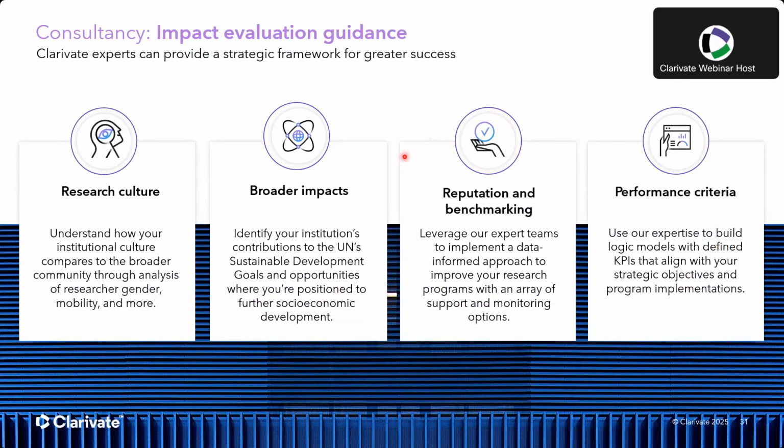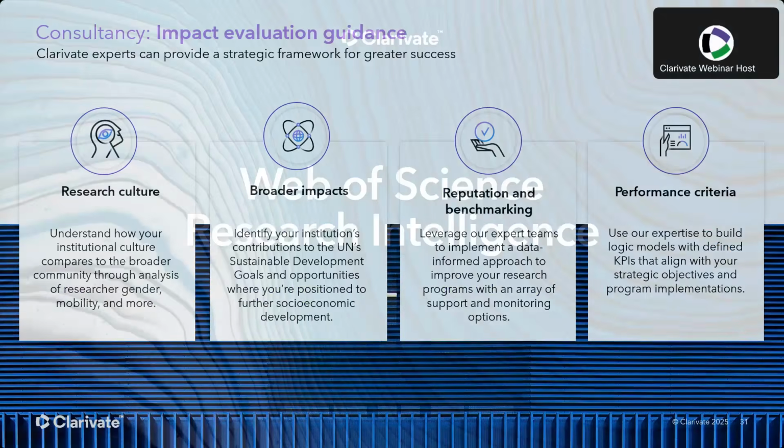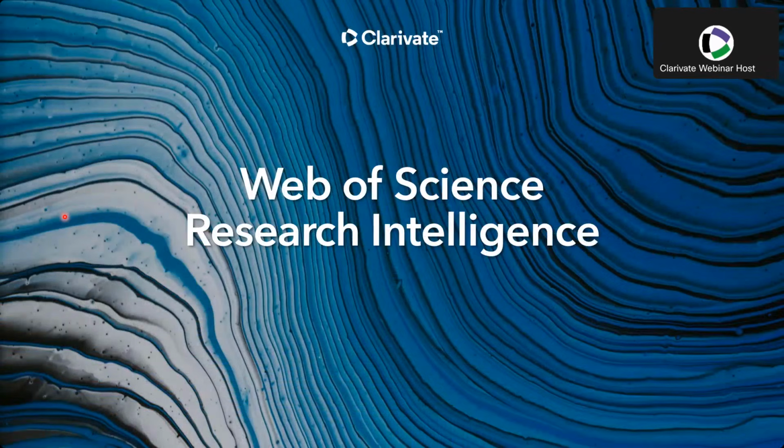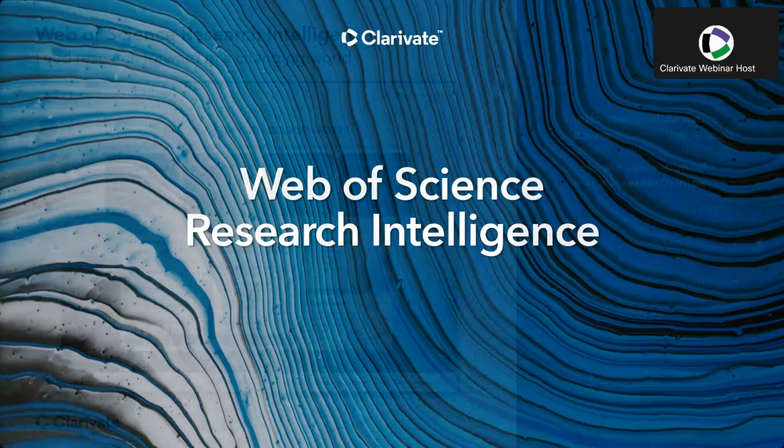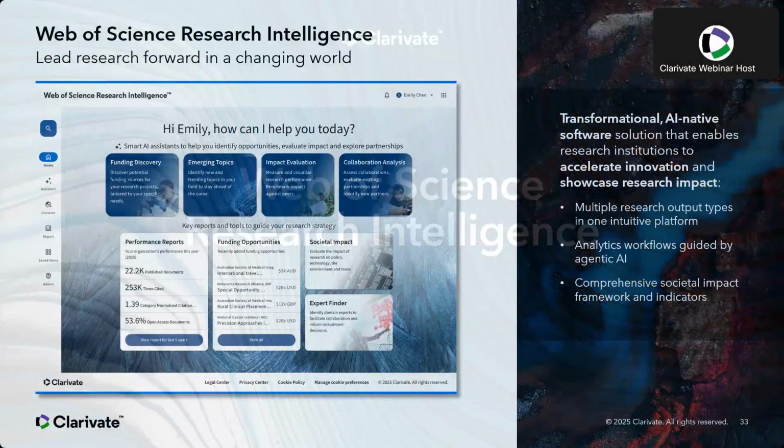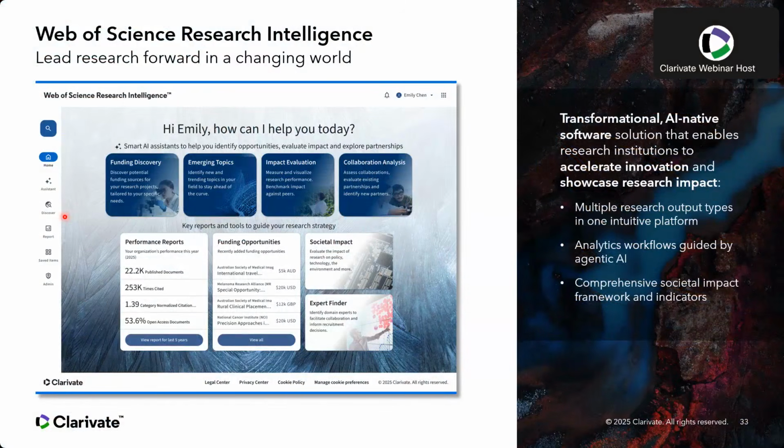Performance, also the reputation, benchmarking, the broader impact, and research culture. Now I want to introduce a new platform that Clarivate is currently developing, which is called the Web of Science Research Intelligence, or RI. Here we're basically building a new solution that will enable research institutions to accelerate innovation and showcase the societal impact that we talked about earlier.